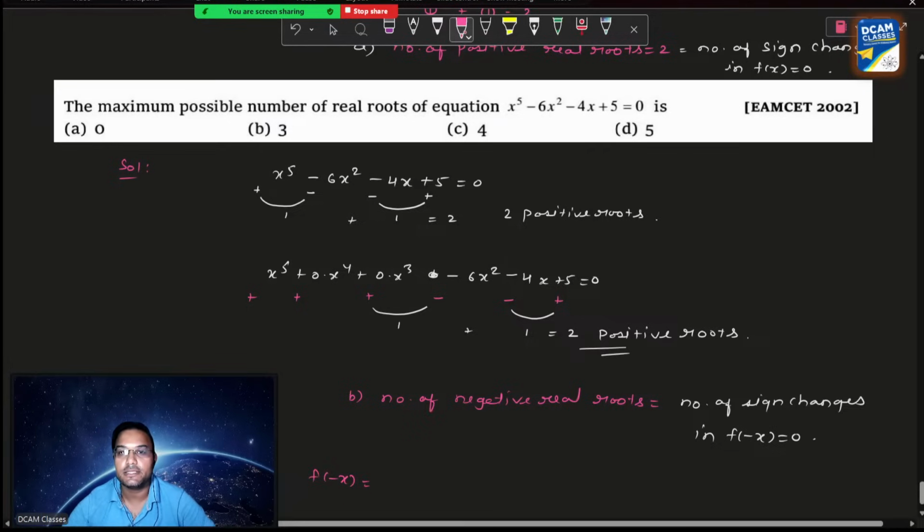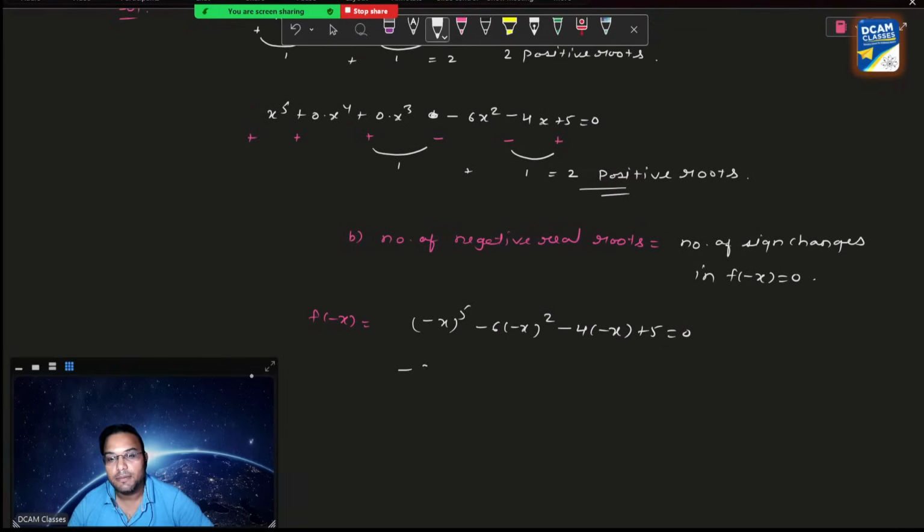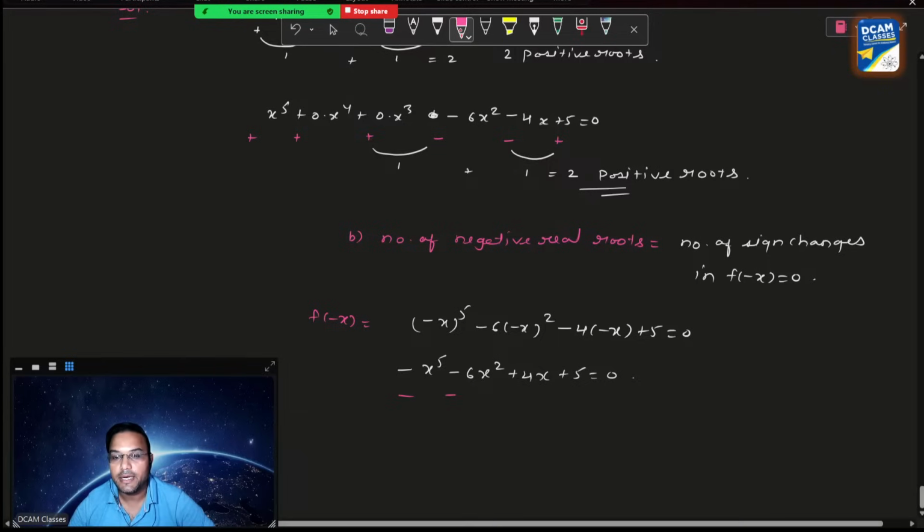What is f of minus x here? It will be (minus x) to the power 5 minus 6 into (minus x) whole square minus 4 into (minus x) plus 5 is equal to 0. So your equation has become minus x^5 minus 6x^2 plus 4x plus 5 is equal to 0. Give them sign. The sign is negative, negative, positive, positive.